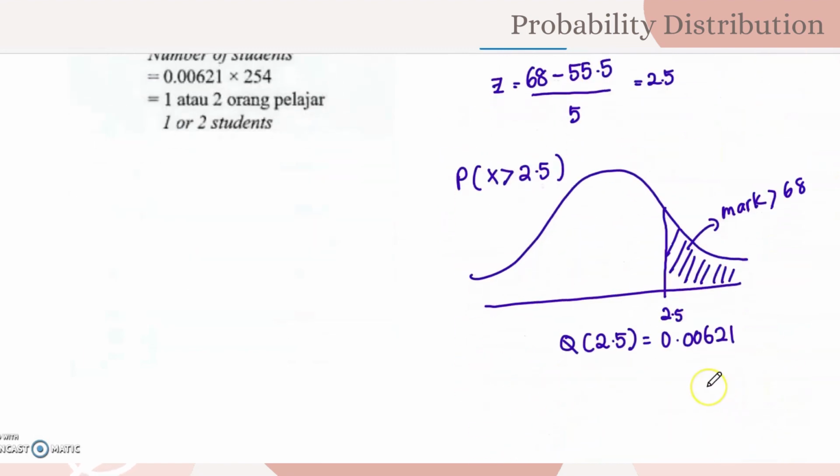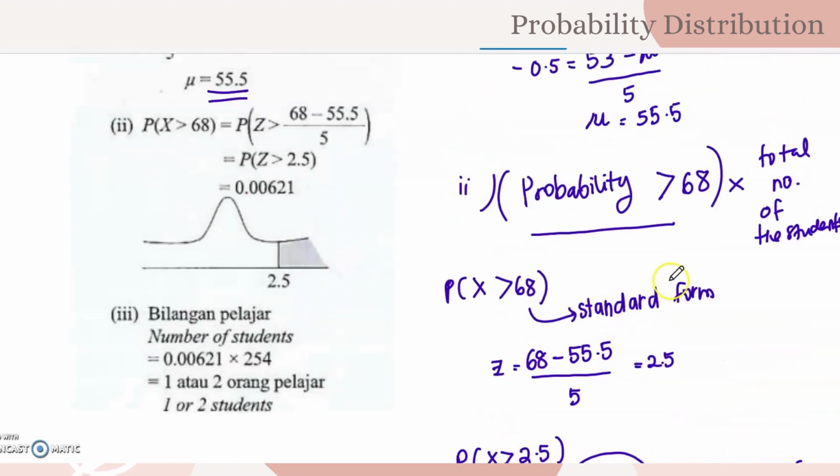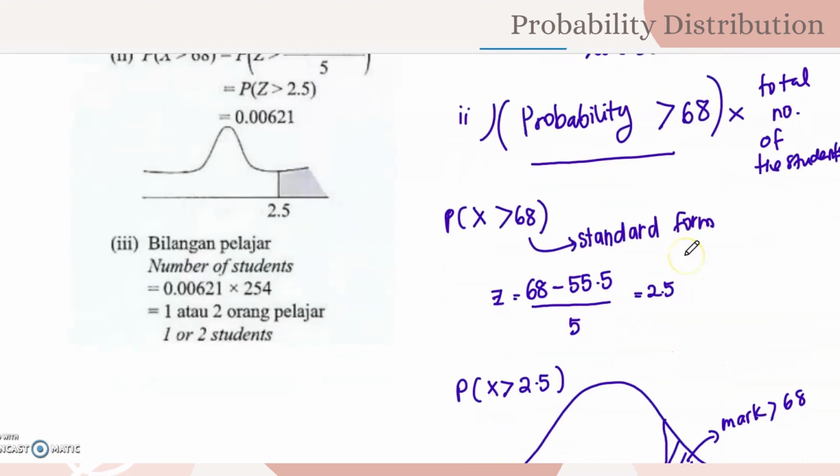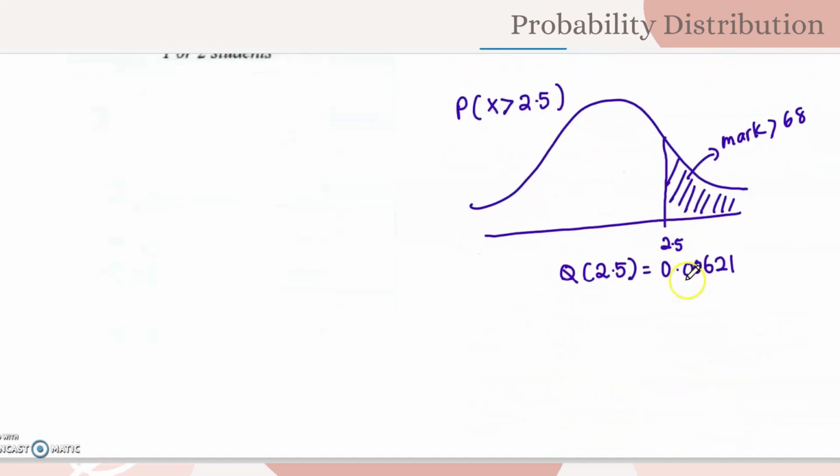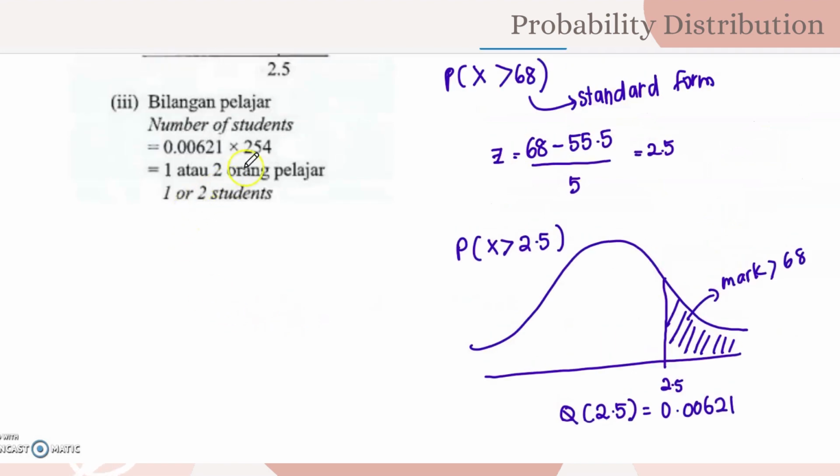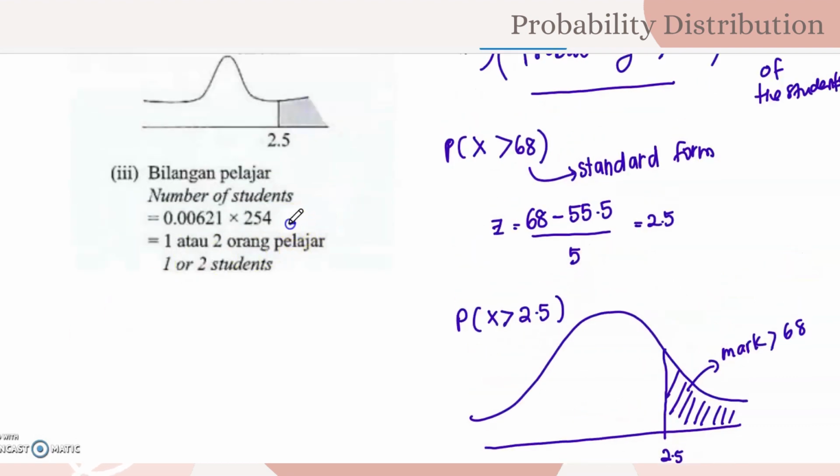So once you get the value for the probability, as I explained just now, we want to find the number of students that get greater than 68. We have to multiply this probability with the total number of students. We have total number of students is 254. We multiply with the probability here, and then we get all about 1 or 2 students. Why do we write 1 or 2 students? Because when we multiply this we get 1.57734.